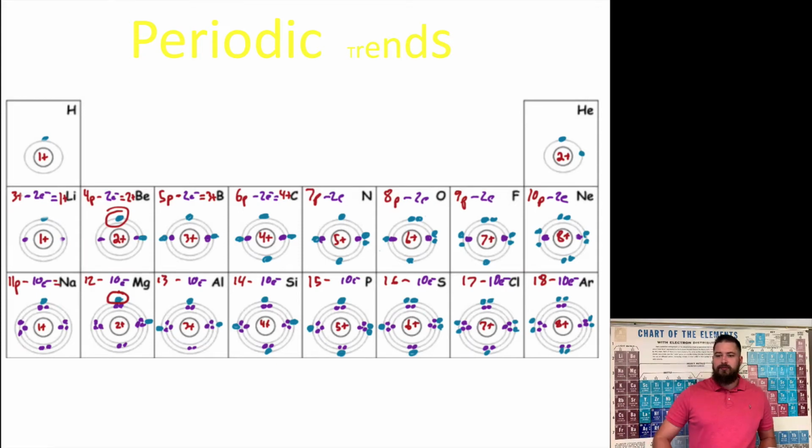Alright, welcome to this video where we are going to talk about periodic trends. As you can see, I'm standing in front of the periodic table, and there are a lot of patterns that occur within it. We've already talked about core charge, valence electrons, and properties, but there's a lot more to that.